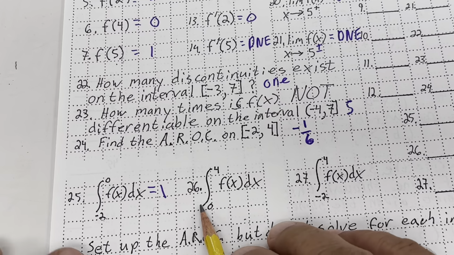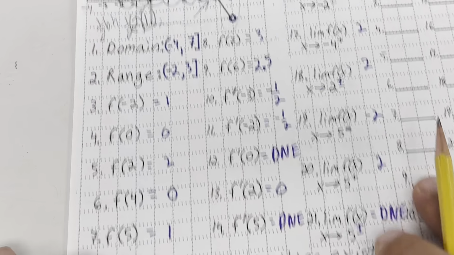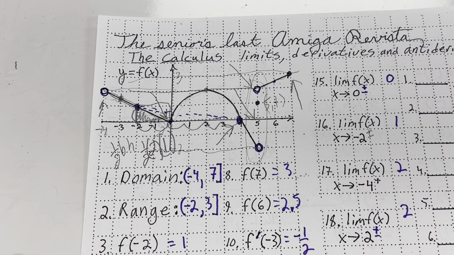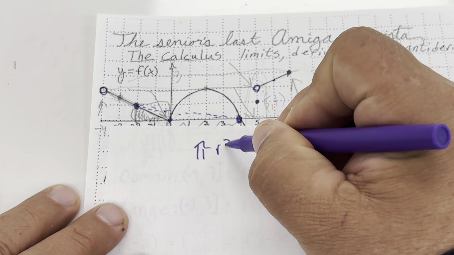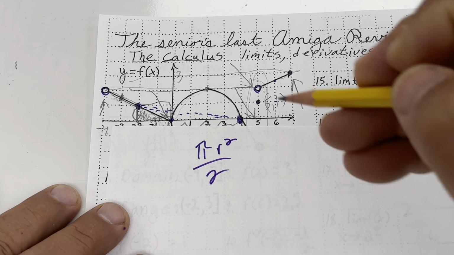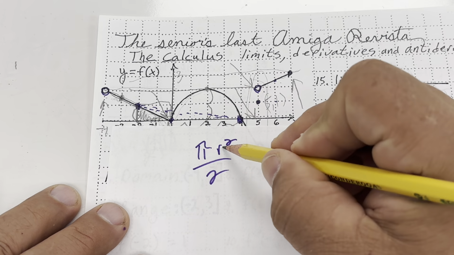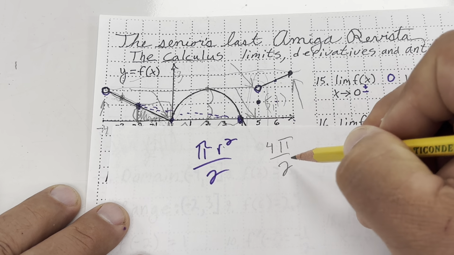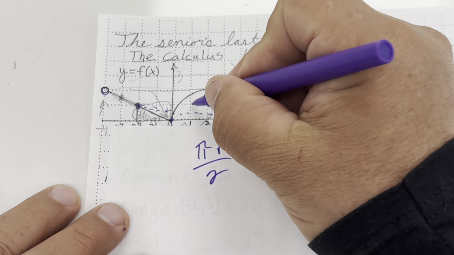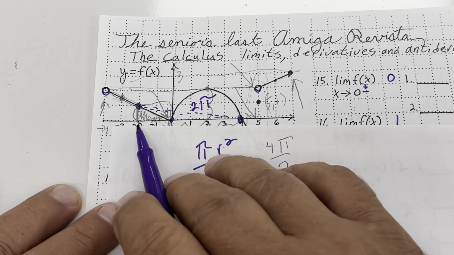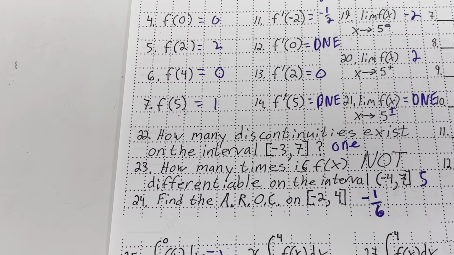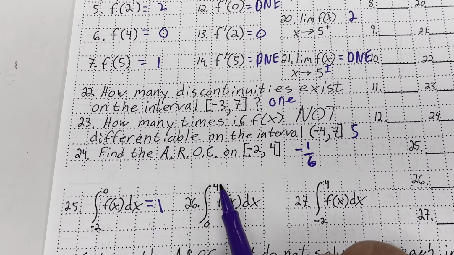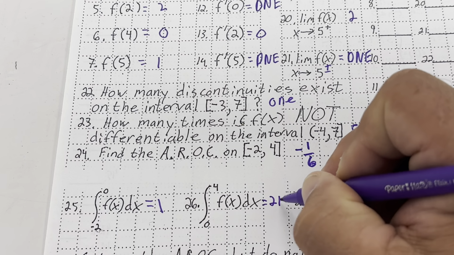Find the area under the curve of f of x from 0 to 4. That area is going to be a semicircle. And the area of a circle is pi r squared. So the area of a semicircle would be pi r squared divided by 2. So the radius is 2. So 2 squared would be 4 pi divided by 2. So that area of that semicircle would just be 2 pi once it's simplified. The area of that little triangle was 1. So for number 26, the area from 0 to 4 is the area of the semicircle, which is 2 pi.